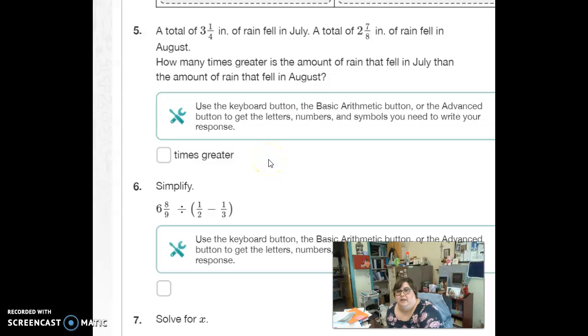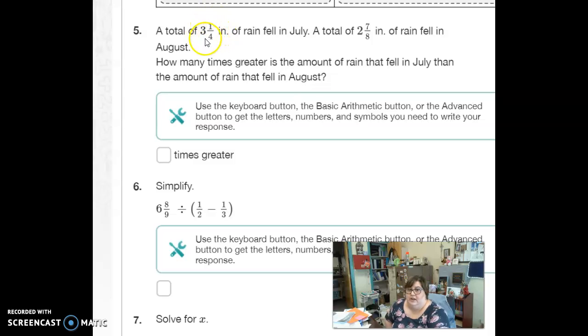Okay, a total of 3 1/4 inch of rain fell in July. Total of 2 7/8 inch of rain fell in August. How many times greater is the amount of rain that fell in July than the amount of rain that fell in August? So we are looking for a difference here, right? Because we're asking which one is greater than the other. So that tells us difference, and difference means subtraction. So in subtraction, you are going to have to find a common denominator to be able to subtract or add. That's when you find the common denominator.